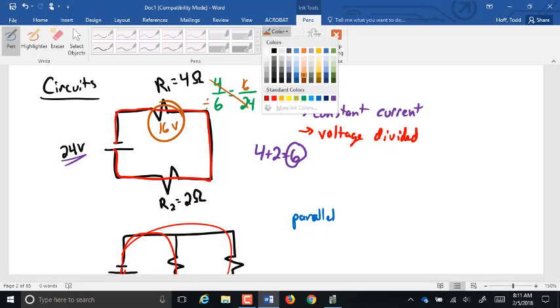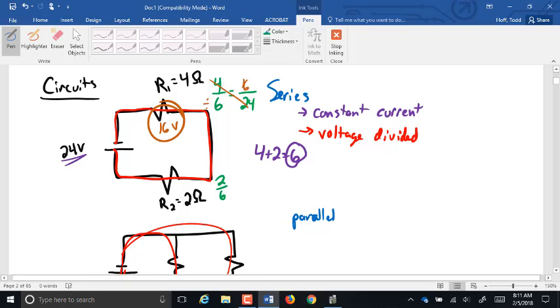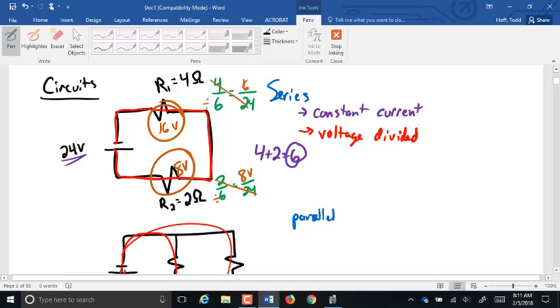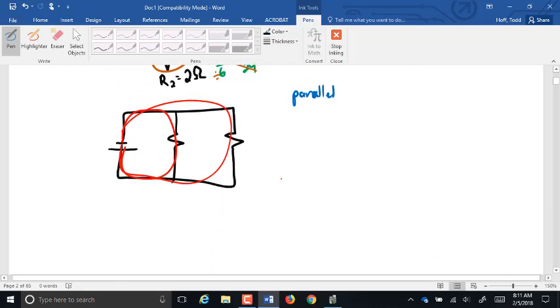This one down here is 2 ohms out of the 6 ohms total. Out of 24, if we cross multiply and divide, 2 times 24 divided by 6, that's 8 volts. Down here, the current is divided. The voltage is constant.